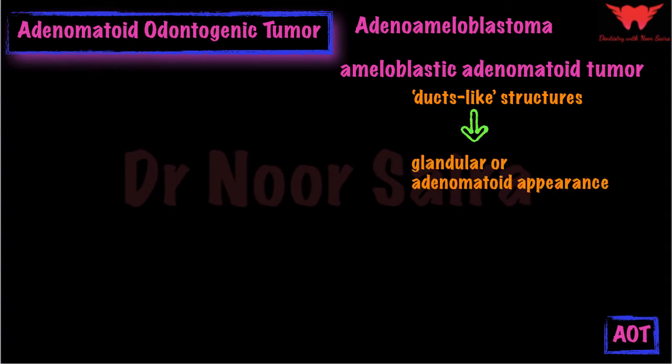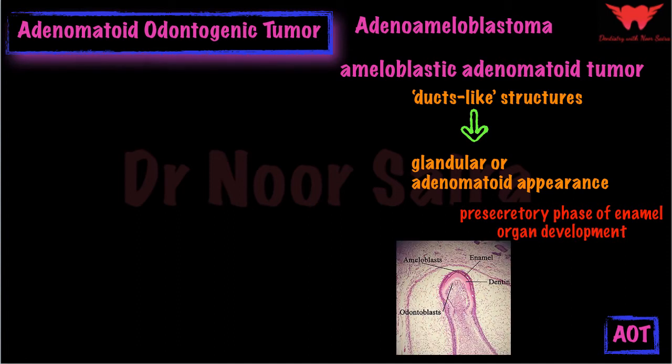The tumor probably arises from the reduced enamel epithelium during the pre-secretory phase of enamel organ development. The pre-secretory stage refers to the enamel organ before the enamel matrix is created. In that stage, pre-ameloblasts differentiate and begin to secrete components of basal lamina that later on will be resorbed before the enamel matrix appears.